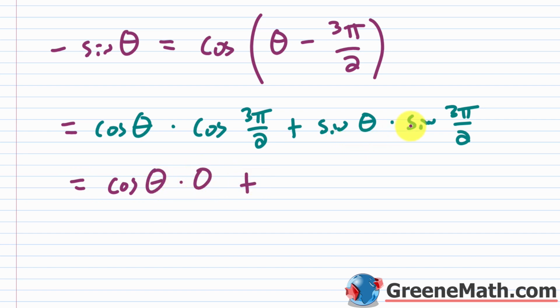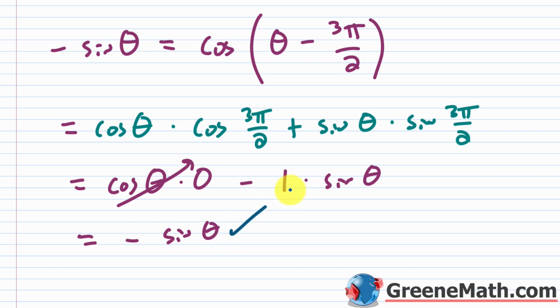Then plus, for the sine of 3 pi over 2, I'm going to plug in a negative 1. So let's just put minus here. So minus, we'll say 1 times the sine of theta, like this. And of course, this is just going to go away. It's just 0. So you basically just have the negative of the sine of theta, which is what we had over there. So let me just put a check mark here to show we're done.